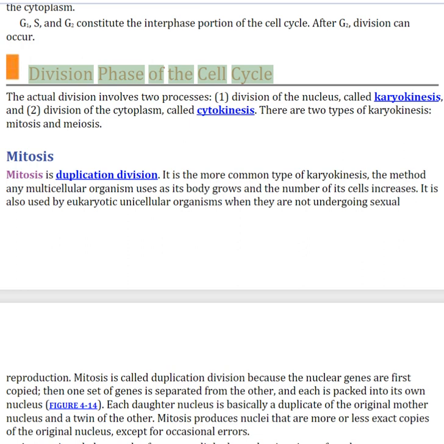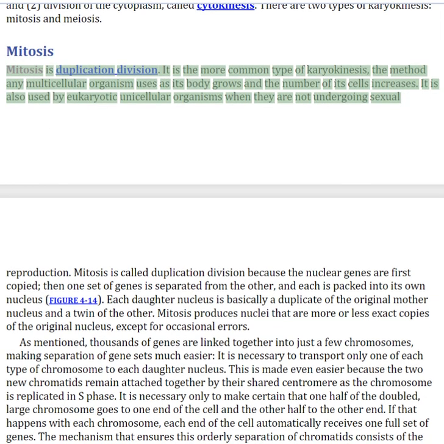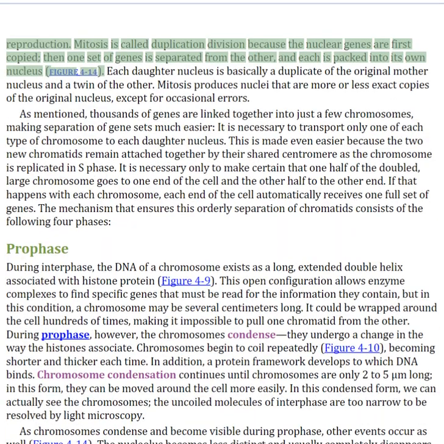Division phase of the cell cycle. The actual division involves 2 processes: division of the nucleus, called karyokinesis, and division of the cytoplasm, called cytokinesis. There are 2 types of karyokinesis, mitosis and meiosis. Mitosis. Mitosis is duplication division. It is the more common type of karyokinesis, the method any multicellular organism uses as its body grows and the number of its cells increases. It is also used by eukaryotic unicellular organisms when they are not undergoing sexual reproduction.